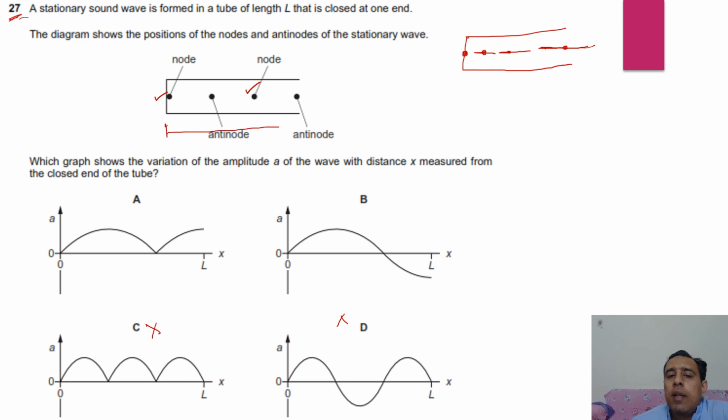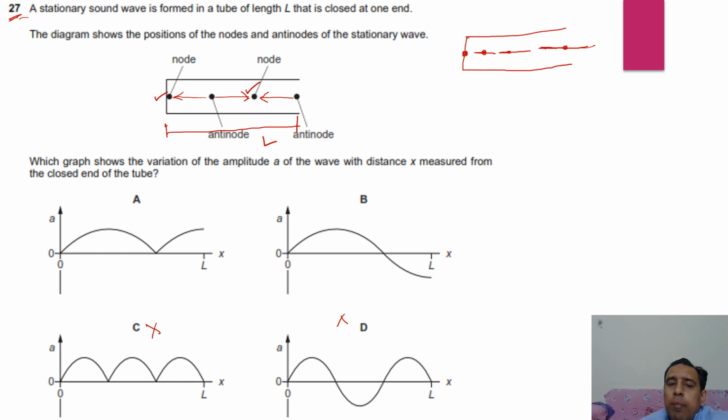This is the complete length, L. So here we have the node. For formation of nodes, the displacement is 0 at this point, which means this particle was initially moving in this way and this way. So look at the formation of this node: the wave on either side is moving towards each other to make the zero displacement at this point.